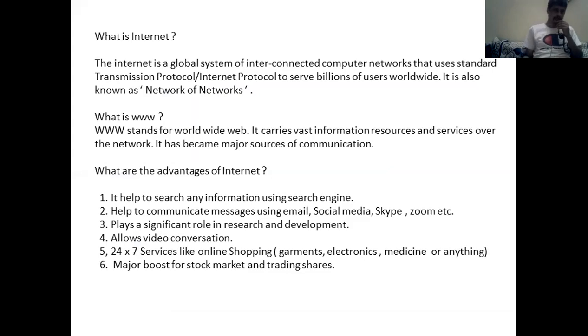The internet is a global system of interconnected computer networks. This is what exactly we have to understand, and it is very simple. The internet is a global system of interconnected computer networks that uses the standard transmission protocol or internet protocol to serve billions of users worldwide. It is also known as a network of networks.